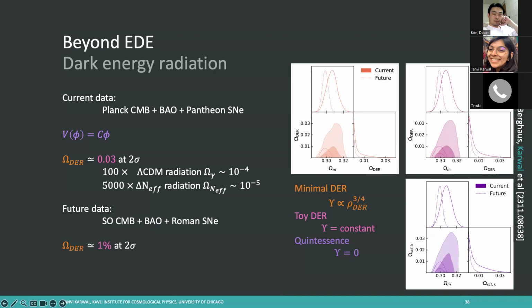Future data that is based on lambda CDM: I literally use lambda CDM to generate fiducial future data for the Simons Observatory and Roman supernovae, and I'm still allowing 1% dark radiation at 2 sigma. That is still a few orders of magnitude greater than photons.